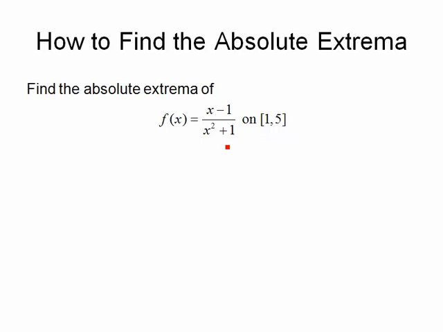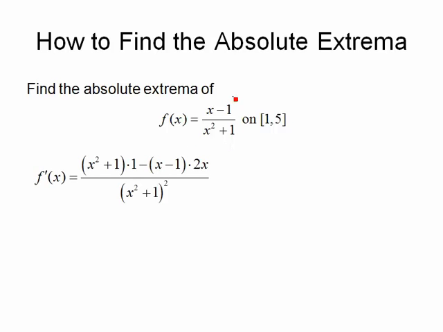So what I need to do is find my critical numbers. So I'm going to take my derivative with the top being u and the bottom being v. So I have v u prime, so x squared plus 1 times 1, minus u v prime, which is the quantity x minus 1 times 2x, all over v squared. So the quantity x squared plus 1 all squared.